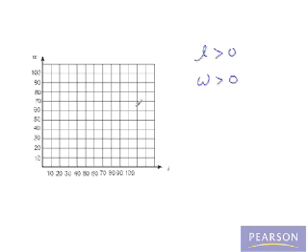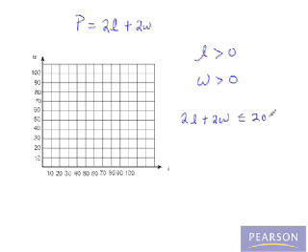We're also told in the problem that this is a rectangular garden. And remember that the perimeter of a rectangle is found by taking 2 times the length plus 2 times the width. And it says in our problem that our perimeter must not exceed 200 feet. So 2 times the length plus 2 times the width must be less than or equal to 200 feet.